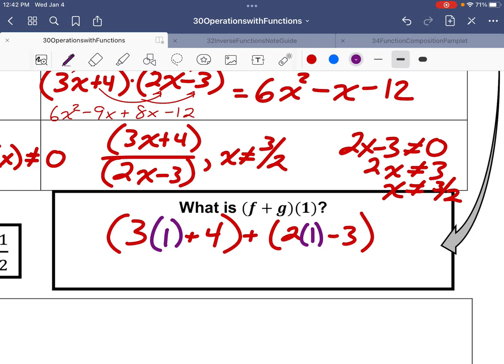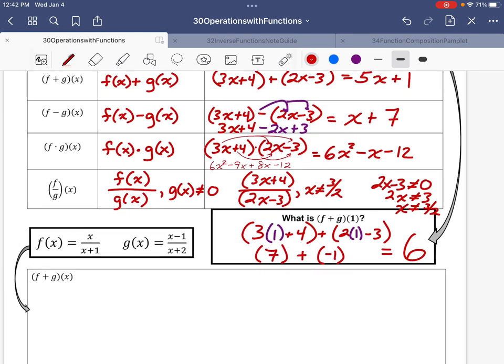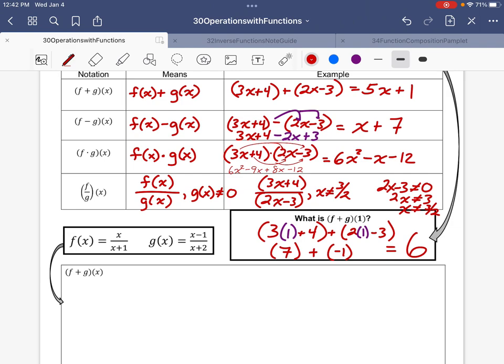I like to just plug it in at the same time. Most of you will want to do that also. And so now I can actually calculate the value of each of these. I can do the parentheses. Of course, 2 times 1 minus 3 is going to be negative 1. And then eventually 7 plus negative 1 comes out to be 6. So it's a little combination problem. We actually added the equations, but we also plugged in 1.